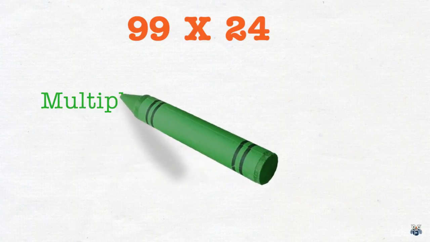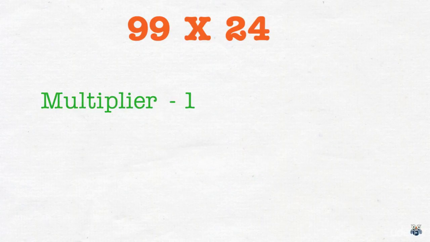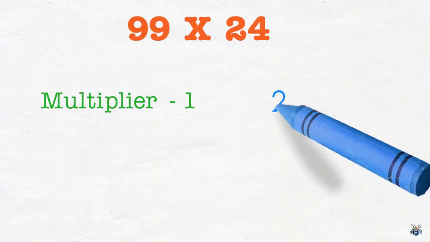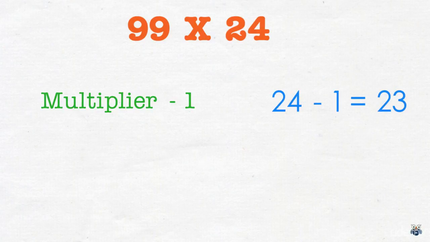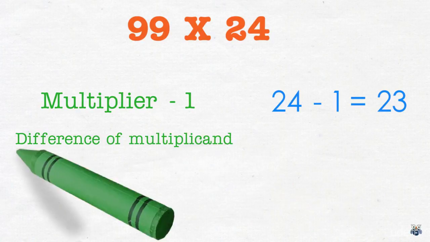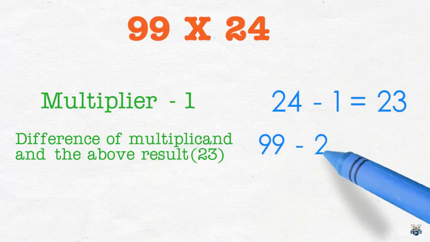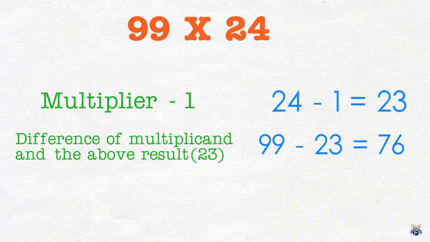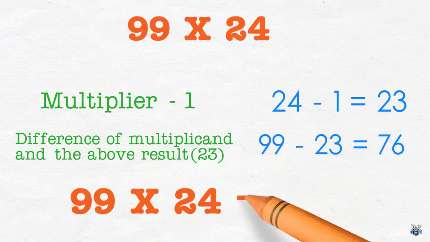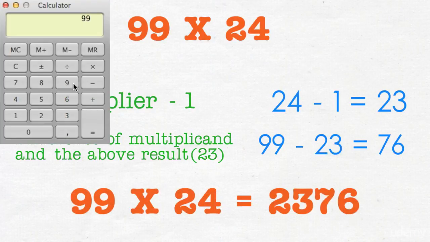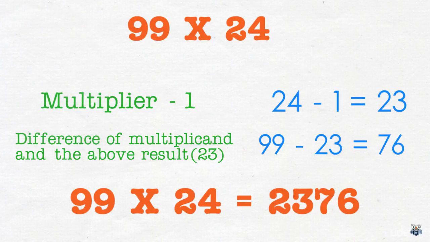For the first part of the result, we reduce the multiplier by 1. The result is 24 minus 1, which is 23. The second part is the difference of the multiplicand and the above result. So we subtract 23 from 99. That gives us 76. And putting these two results together, the answer is 2376. Let's pull up a calculator and validate our result. This is the correct answer.